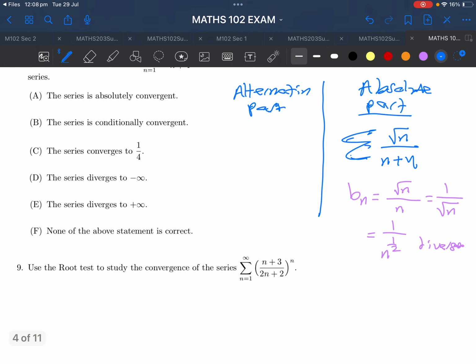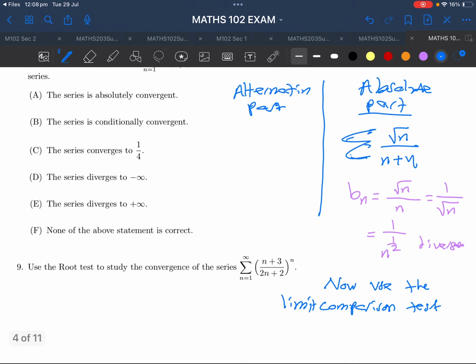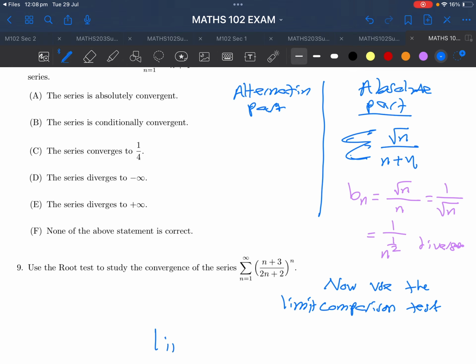However, this is not enough. We need to use the limit comparison test, so I don't need to check which one is greater than which one. What is the limit comparison test? We take the limit of a_n on the top, p_n on the bottom.